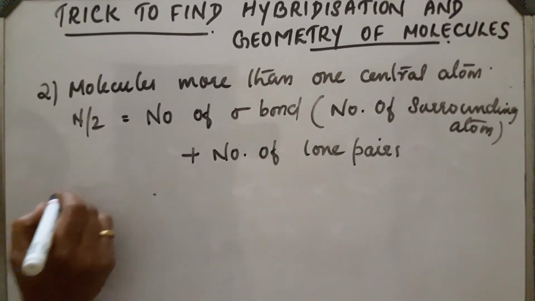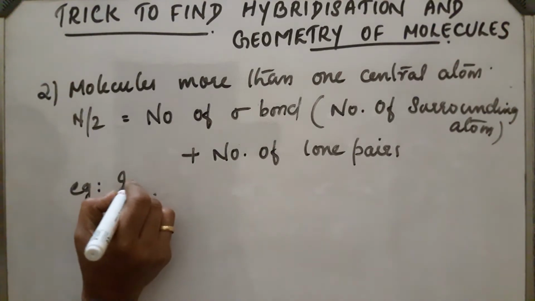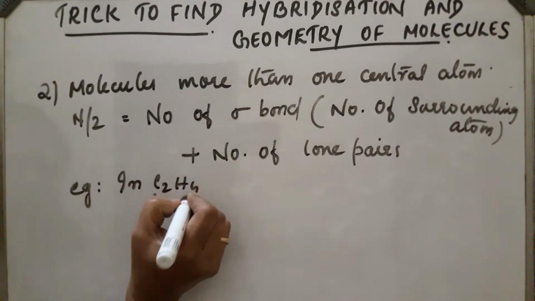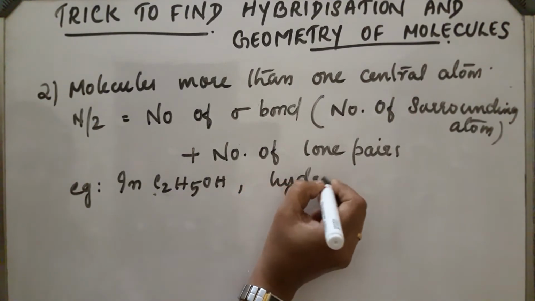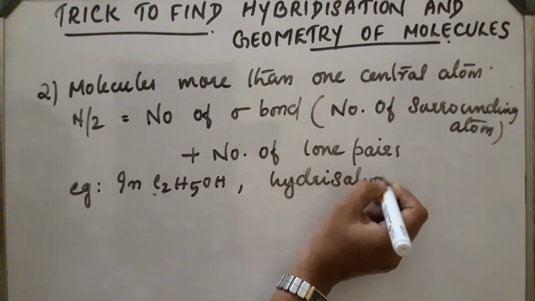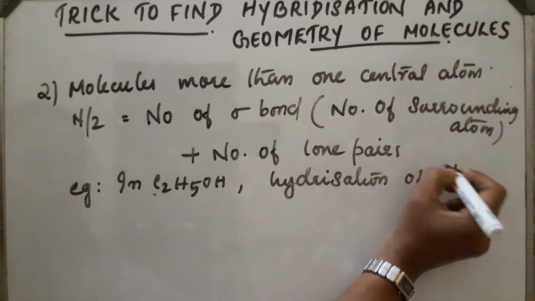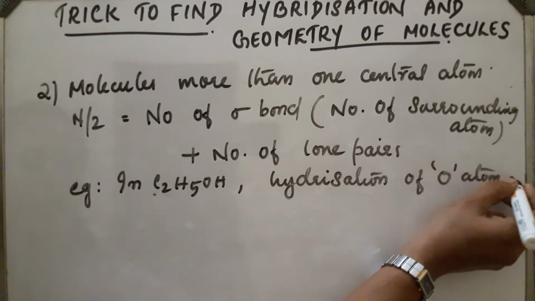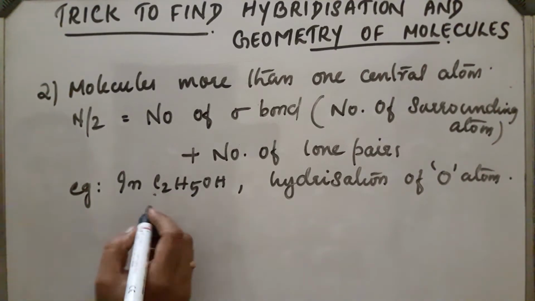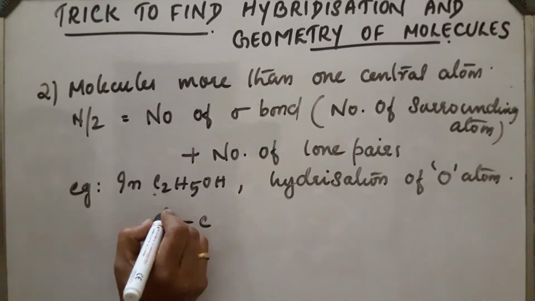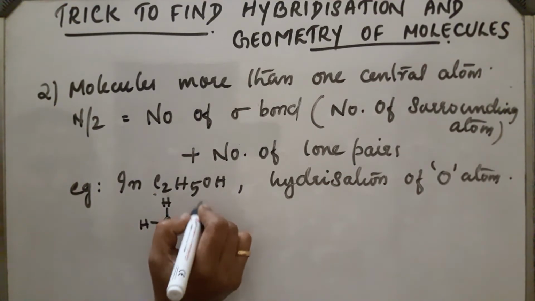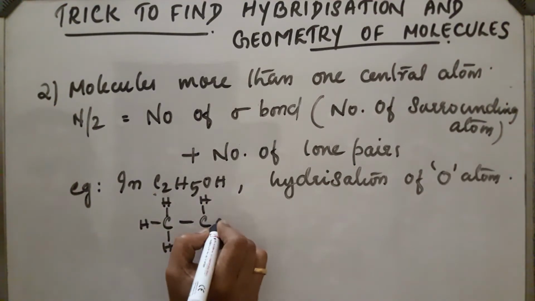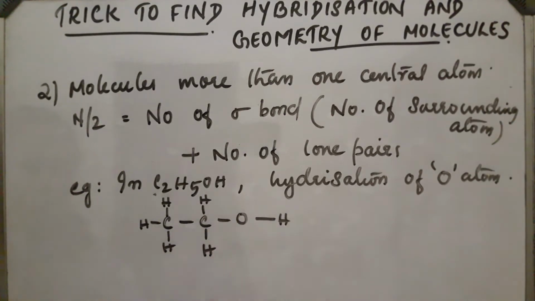Let's take one example. In C2H5OH, find out the hybridization of the oxygen atom. Okay, here the compound is C-C like this, and this will be the compound. For the oxygen atom, we have to find the hybridization.